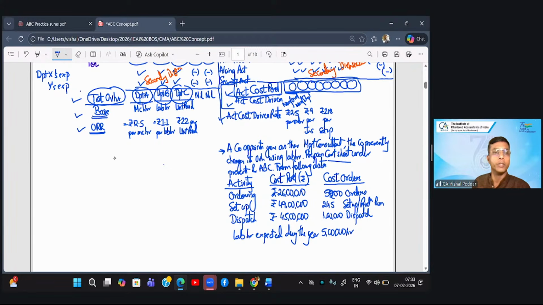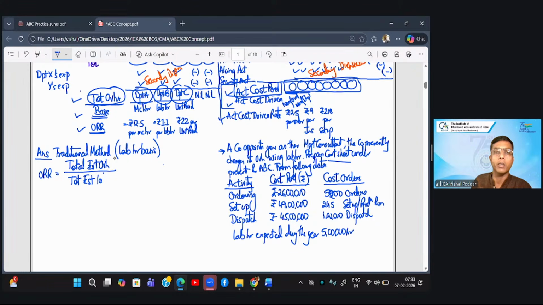So our answer will start with the traditional method, that is the present method, which is over here on the basis of labor hour. You find out ORR. How do we find out ORR? In the numerator, you will take total estimated overheads. Upon denominator, what is the base? Total estimated labor hours.